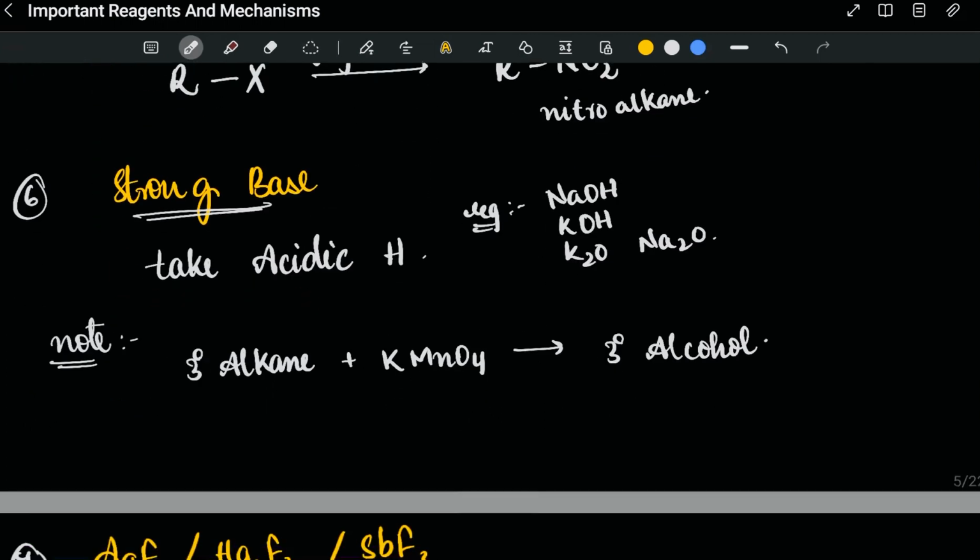And then the sixth reagent here is a strong base. For example, we have NaOH, KOH, K2O, Na2O, K2CO3. These all are strong bases. What is the role of base? Base takes acidic hydrogen. Whenever the reactant we are dealing with has an acidic hydrogen, the strong base removes it and makes an anion.